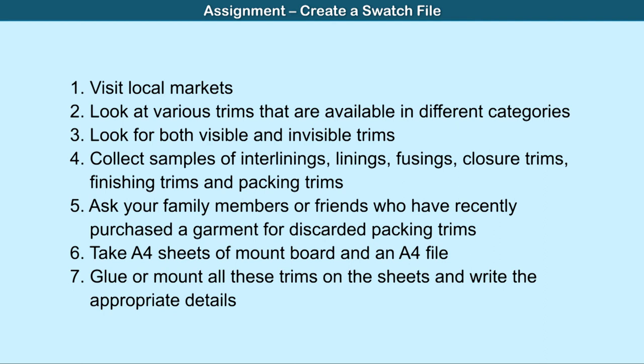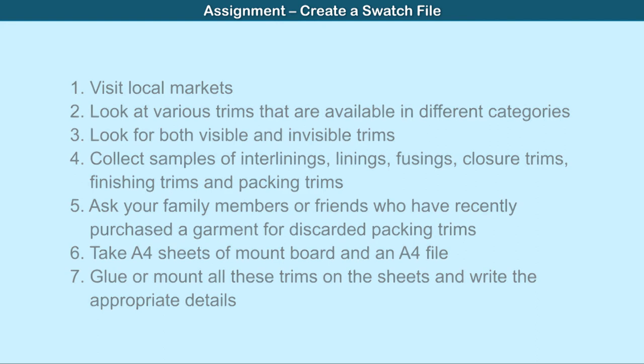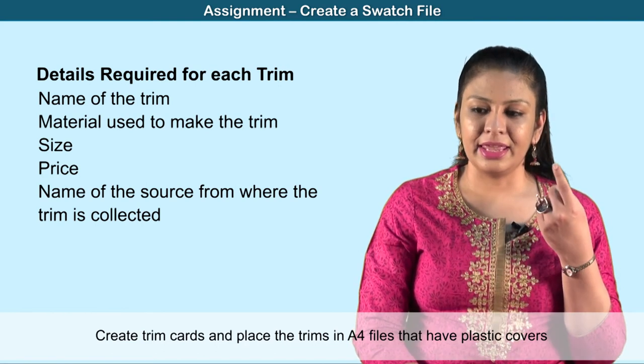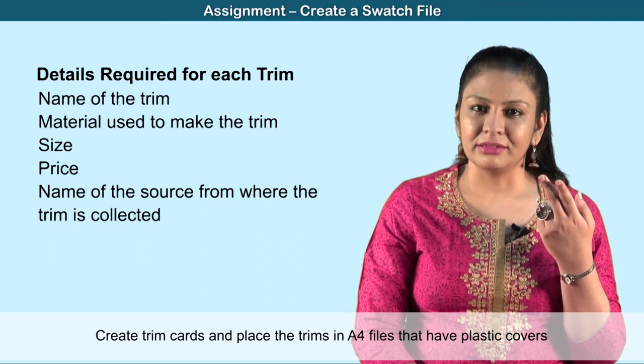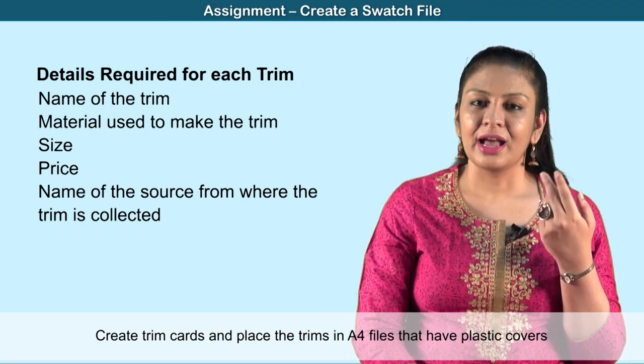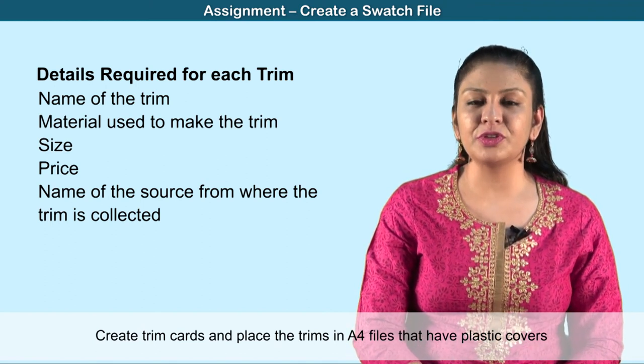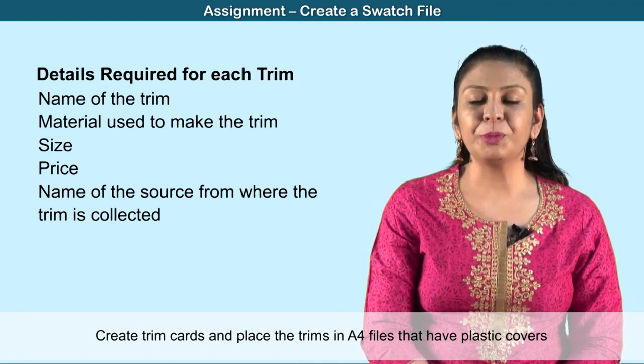Then, I would like you to take A4 sheets of mount board and an A4 file. Glue all these trims or mount them on your sheets and write the appropriate detail. The details that are required for each of the trims are name of the trim, material which makes up the trim, size and price. If you can also mention the name of the source from which you collected it, it would be beneficial to you.